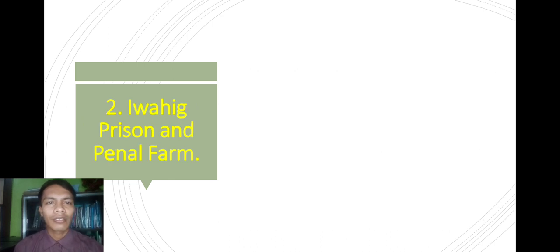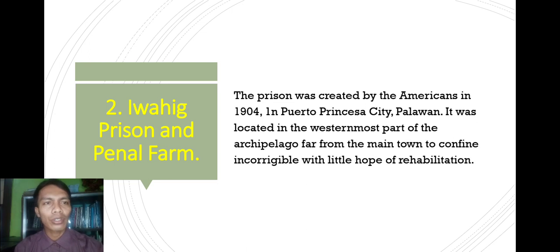Then next we have the Iwahig Prison and Penal Farm. The prison was created by the Americans in 1904 in Puerto Princesa City, Palawan. Take note of the location, guys, of these prison institutions. It is in Palawan, in the westernmost part of the archipelago, far from the main town, to confine incorrigible inmates with little hope of rehabilitation. That's why they were placed in Iwahig, because it is far away.